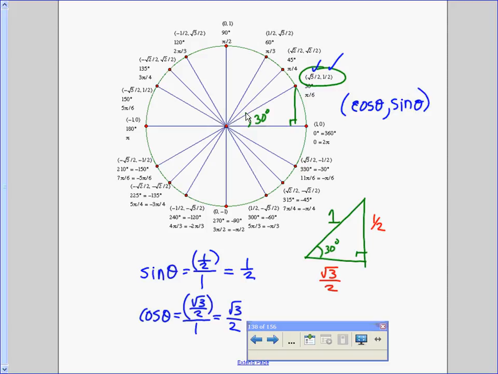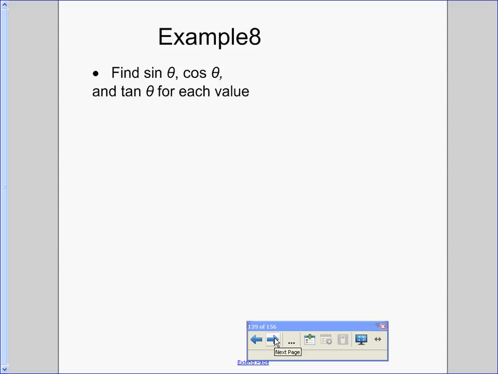So there you have your cosine and sine, being your x and your y values as the coordinates around your unit circle. And those values, those are values that you need to know. You need to be able to memorize them. So now you can use your unit circle to help you find answers quickly.